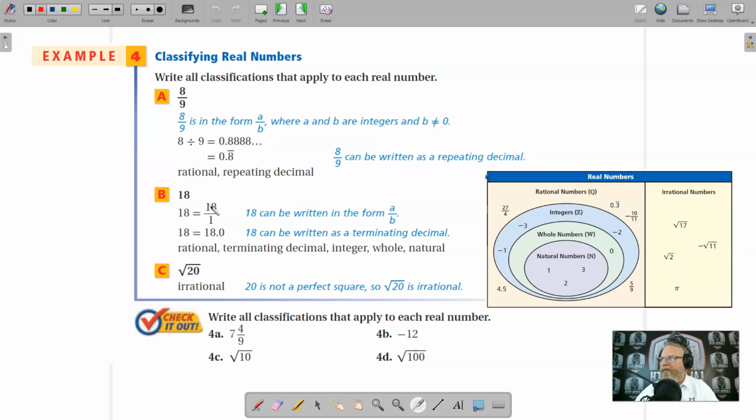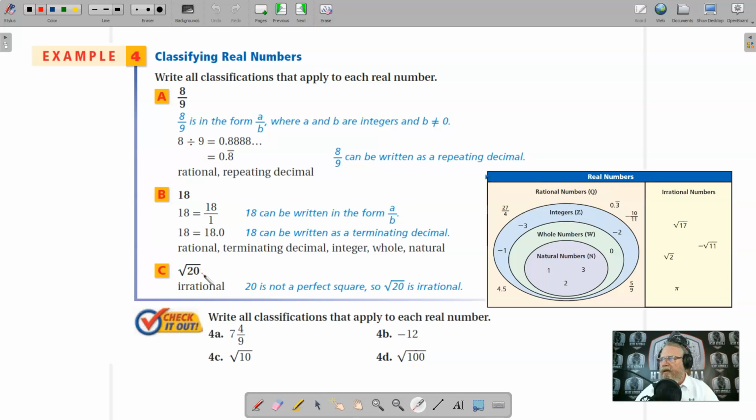It does repeat. 18, well, 18 is a natural number, right? Now it can also be written as a fraction, 18/1, and as a terminating decimal as well. So we can see how it would also be a rational number. But since 18 falls down here in natural numbers, it belongs not only to natural numbers, but to everything as you work your way out of the circle. So 18 is a natural, whole, integer, rational, and real.